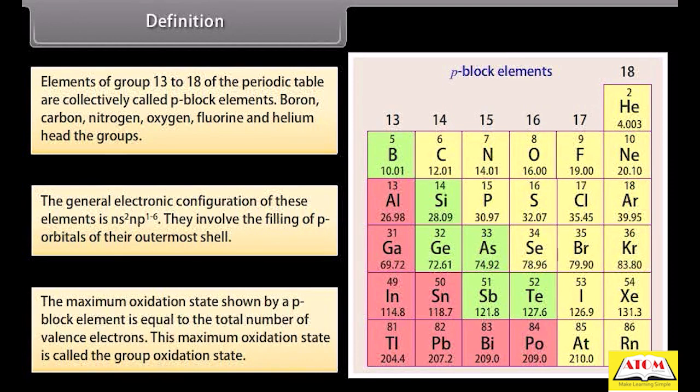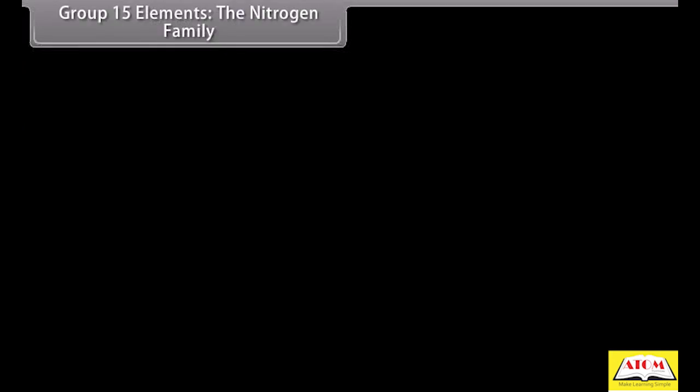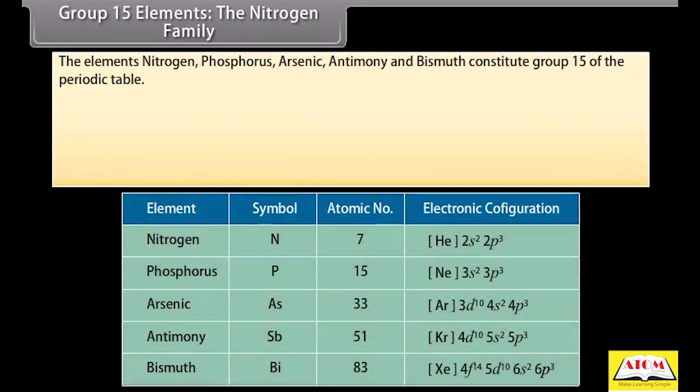The maximum oxidation state shown by a P block element is equal to the total number of valence electrons. This maximum oxidation state is called the group oxidation state. Group 15 elements, the nitrogen family. The elements nitrogen, phosphorus, arsenic, antimony and bismuth constitute group 15 of the periodic table.